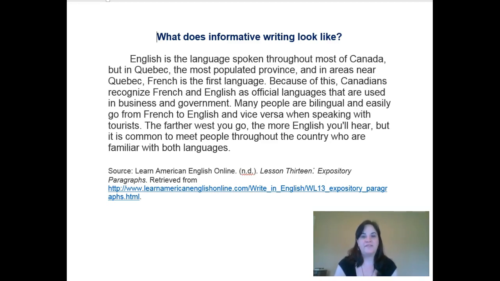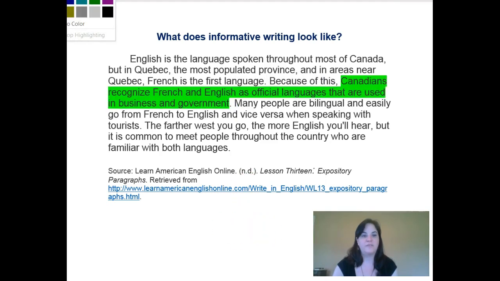This paragraph is all about the two most common languages spoken in Canada, French and English. So our topic sentence is this: Canadians recognize French and English as official languages that are used in business and government. Every other sentence in here gives us more facts or more information about Canadians speaking both French and English.